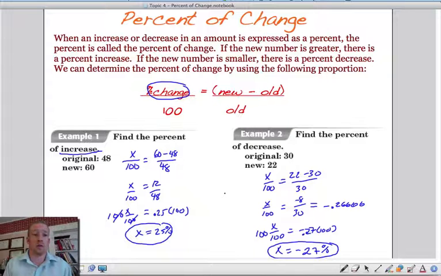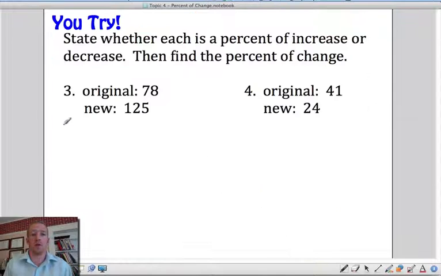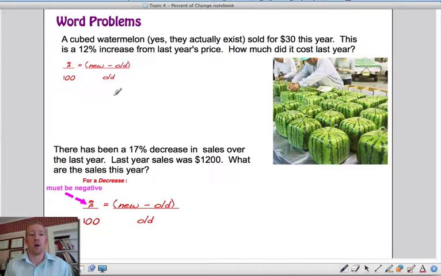So here are your U-tries. We're going to do a couple more problems, but these are the U-tries. They're very similar to those. It should be easy. And then our word problems.